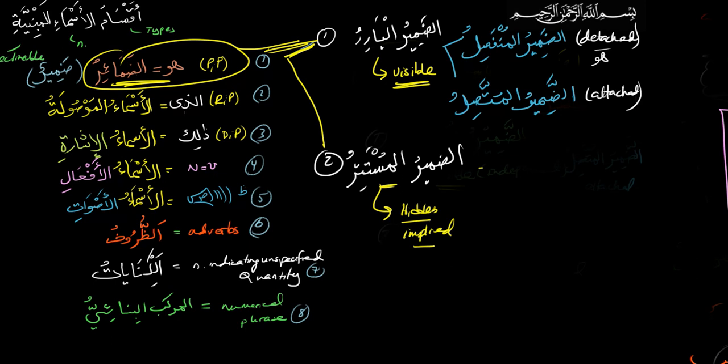The next four categories are all asma: asma al-mawsula, asma al-ishara, asma al-af'al, asma al-awsat. We're going to talk now about asma al-mawsula. These are the relative pronouns, allazi, allazani, and allati, allatani, those types of words. That's what we're going to talk about today.